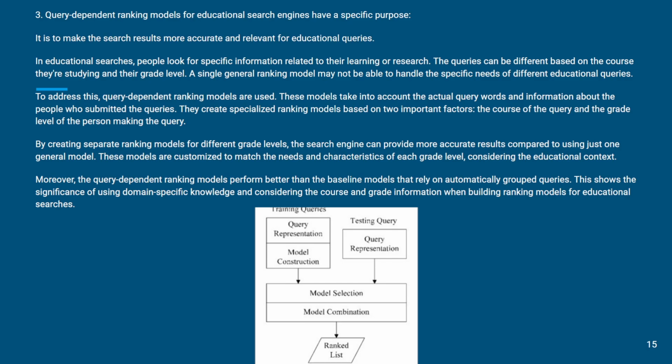These models take into account the actual query words and information about the people who submit the queries. They create specialized ranking models based on two important factors. The first is the course of the query, and the second is the grade level of the person making the query. So basically, the educational or the grade level. And by creating separate ranking models for different grade levels, the search engine may provide more accurate results compared to using just one general model. And these models are customized to match the needs and characteristics of each grade level, considering the educational context.